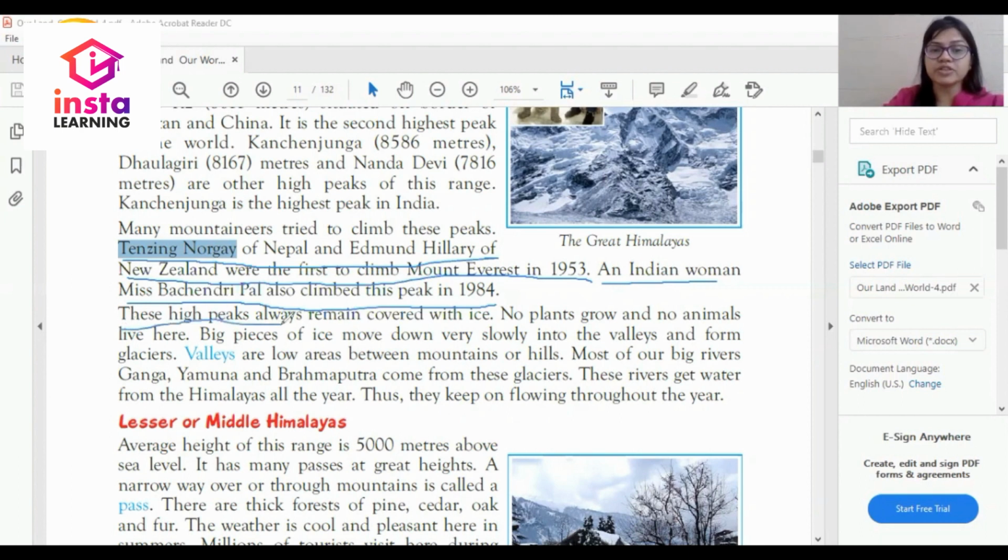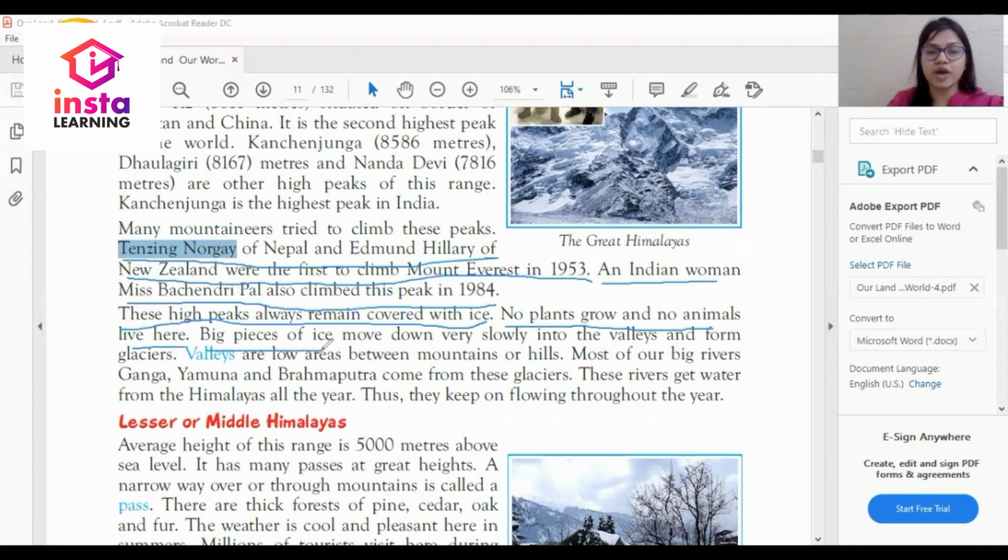These high peaks always remain covered with ice. तो बच्चों ये जो हाई पीक है, ऊंची ऊंची पीक्स है, ये हमेशा बर्फ से ढकी रहती हैं. क्यों ढकी रहती हैं? बिकॉज ये हिमालयाज रीजन में आती है, द ग्रेट हिमालयाज रीजन में आती है. No plants grow and no animals live here. यहाँ पर कोई भी प्लांट ग्रो नहीं करता और कोई भी एनिमल्स यहाँ सस्टेन नहीं कर पाते हैं.